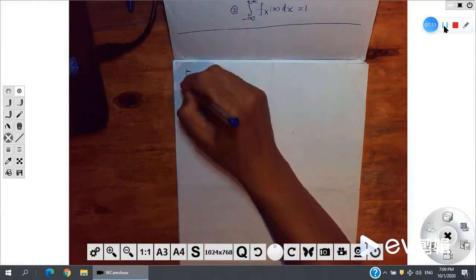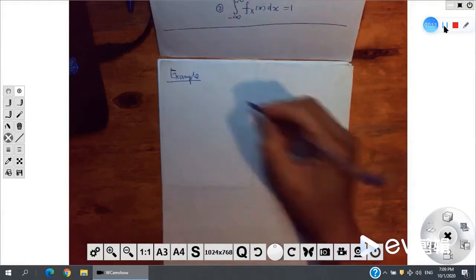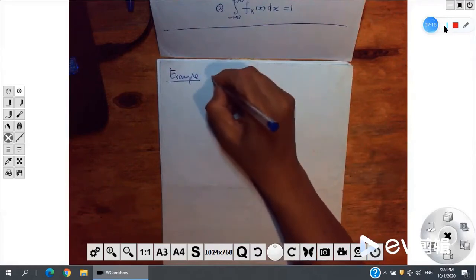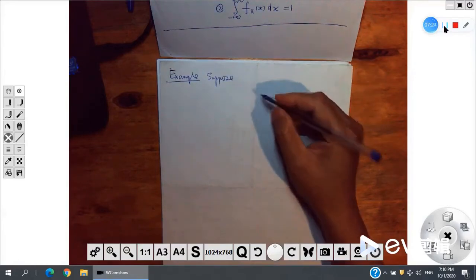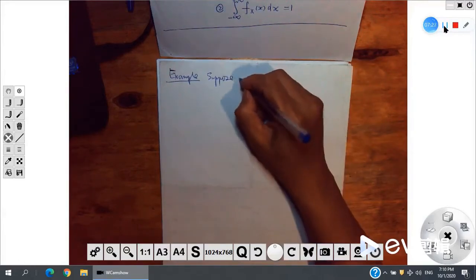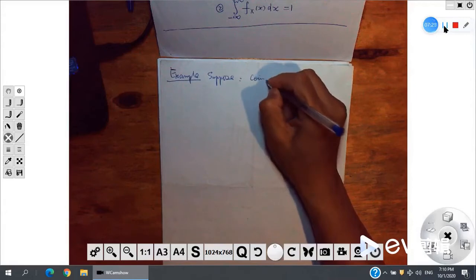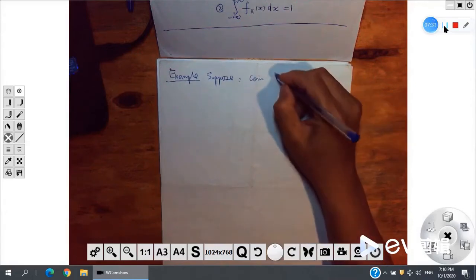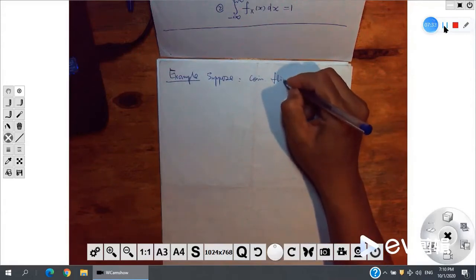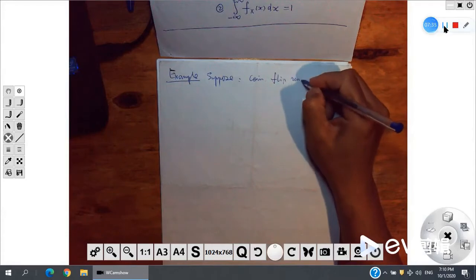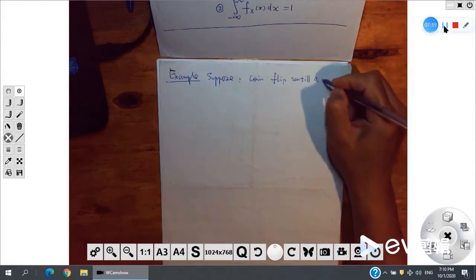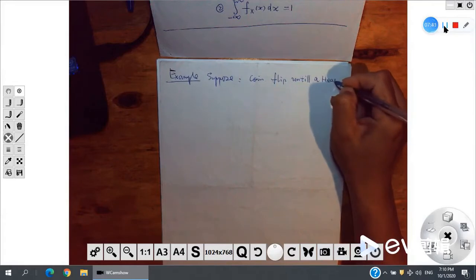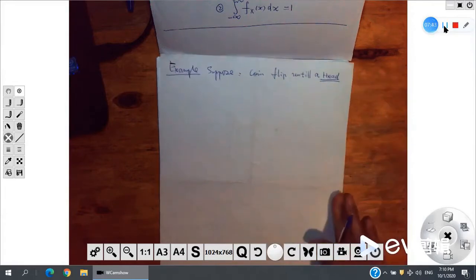We do some calculation. We consider an example. Suppose you have a coin. Then we flip it until we get a head. Flip it until a head.